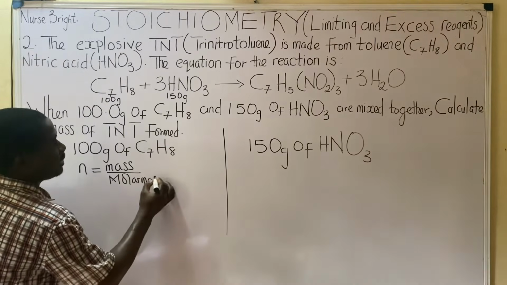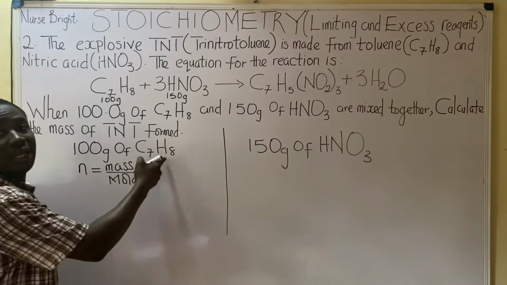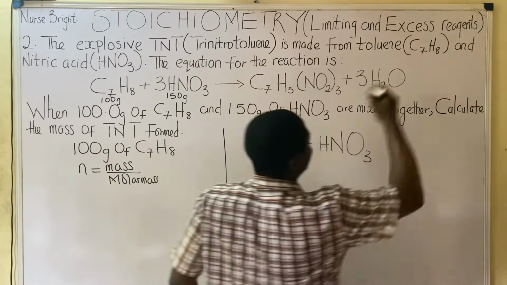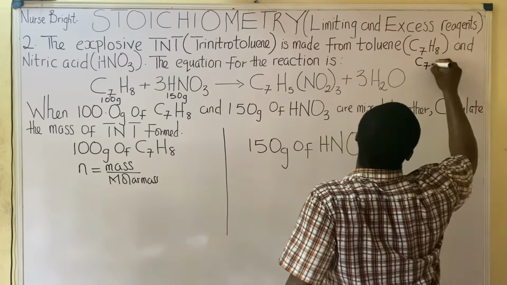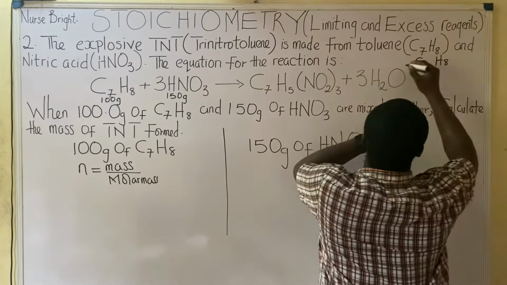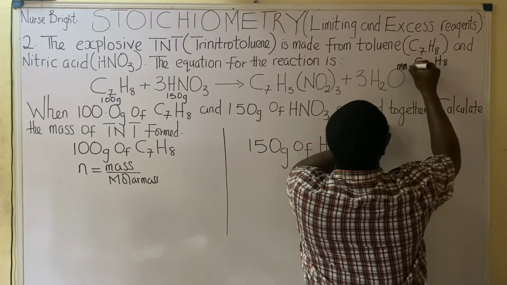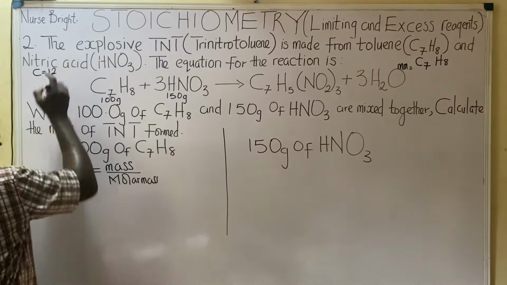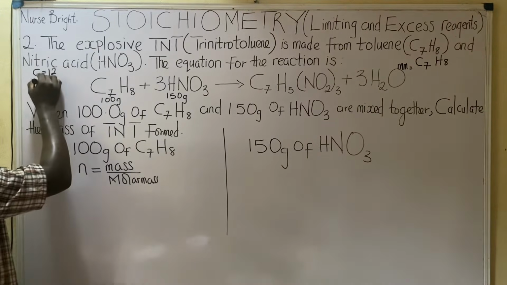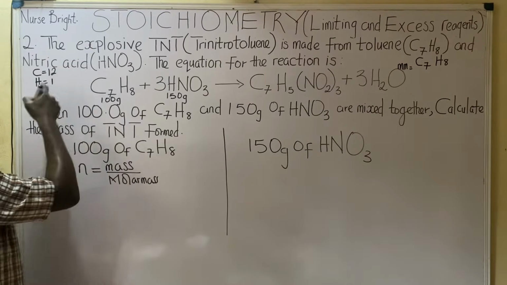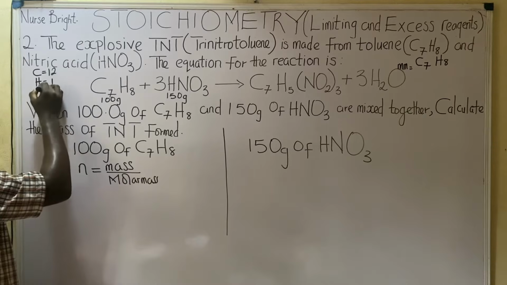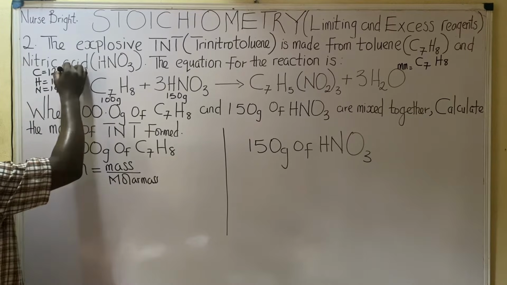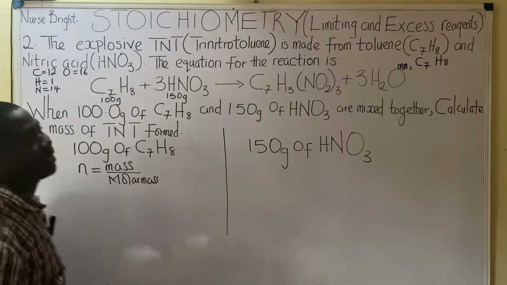So basically here, let's quickly calculate the molar masses of both compounds because we use them. For C7H8, the molar mass, MM, carbon atomic mass is 12, hydrogen is 1, nitrogen is 14, and oxygen is 16. So it's not hard for us to get our molar masses.